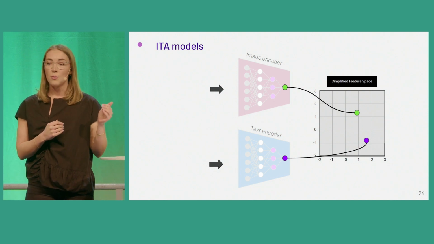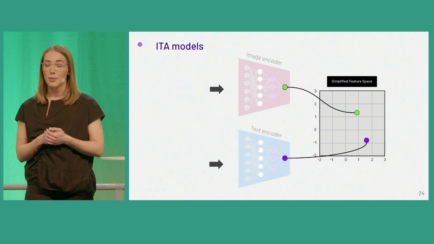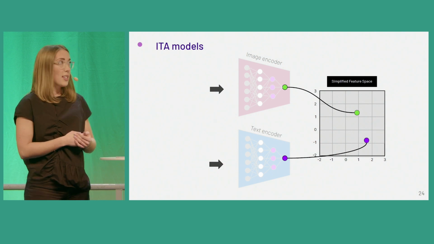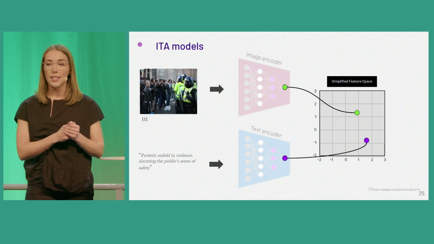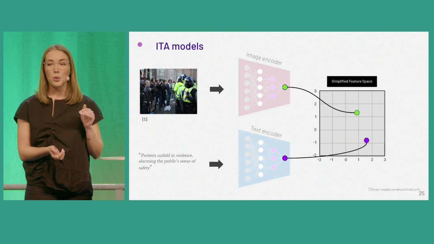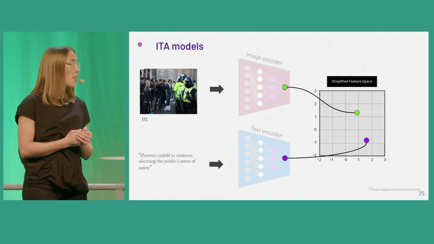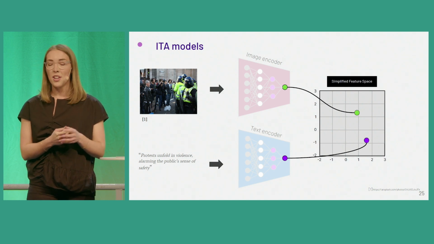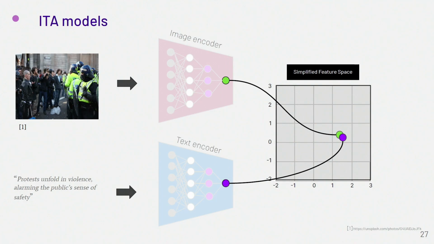Both these encoders work by compressing their input, being an image for the image encoder and a text for the text encoder. These are compressed into feature vectors in a feature space that is shared between the two encoders. Here we see a very simplified visualization of that feature space, but in reality it is of 512 dimensions. The way that these ITA models are able to understand visual concepts is that the encoders are trained to align specific concepts in this feature space. This means that images and text referring to the same concept are pulled together in this feature space during training, like we see here.